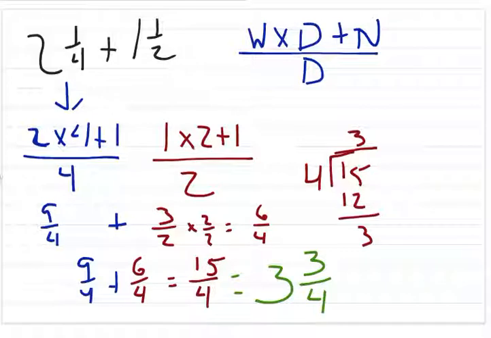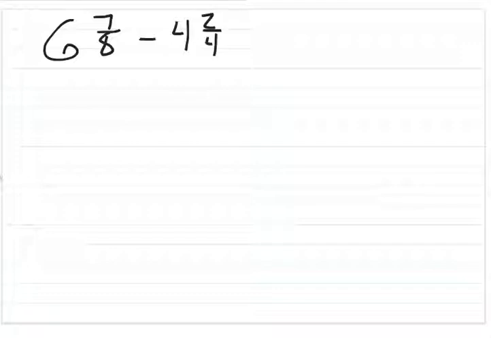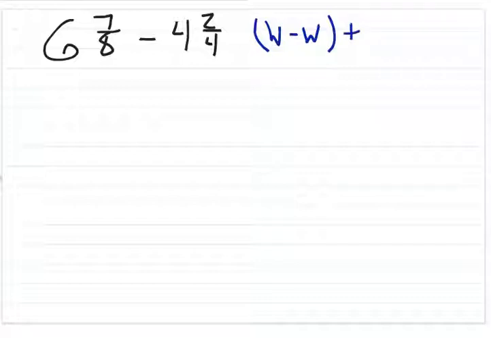So now, as we go back, we are going to subtract mixed numbers the exact same way. The first one we're going to do is 6 7/8 minus 4 2/4. The first way we're going to do this is whole number minus whole number. We're going to keep that, and we're going to add that to my fraction minus my fraction. This is the whole number here, 6, and this is the whole number here, 4.